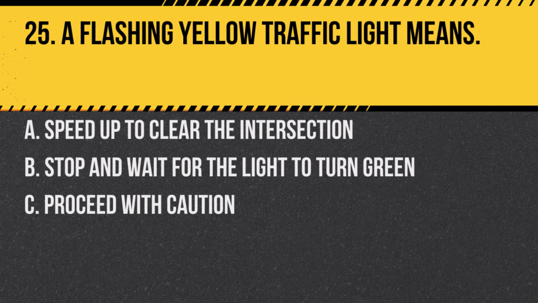Question 25. A flashing yellow traffic light means: A. Speed up to clear the intersection. B. Stop and wait for the light to turn green. C. Proceed with caution. Answer: C. Proceed with caution. A flashing yellow light indicates that you should slow down and be aware of potential hazards.